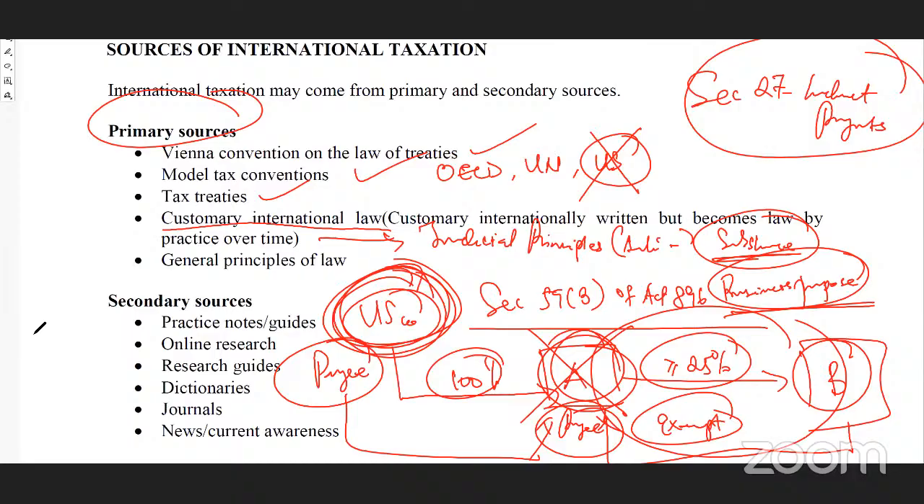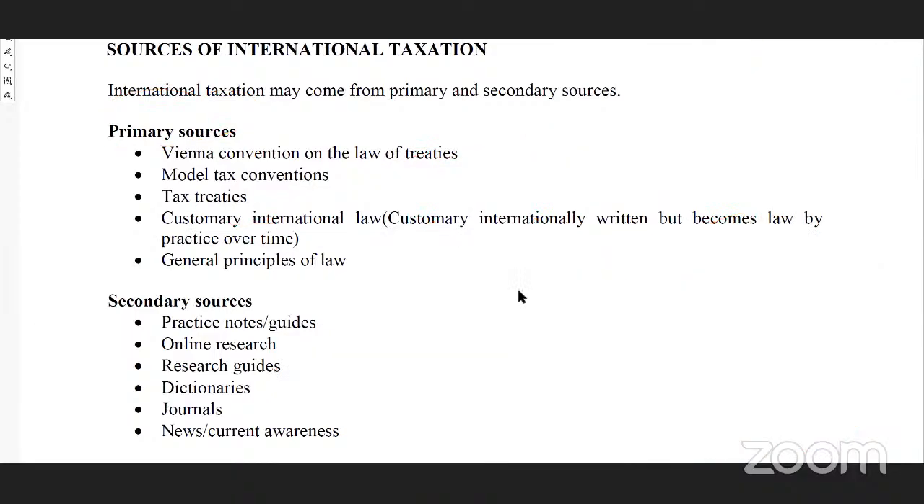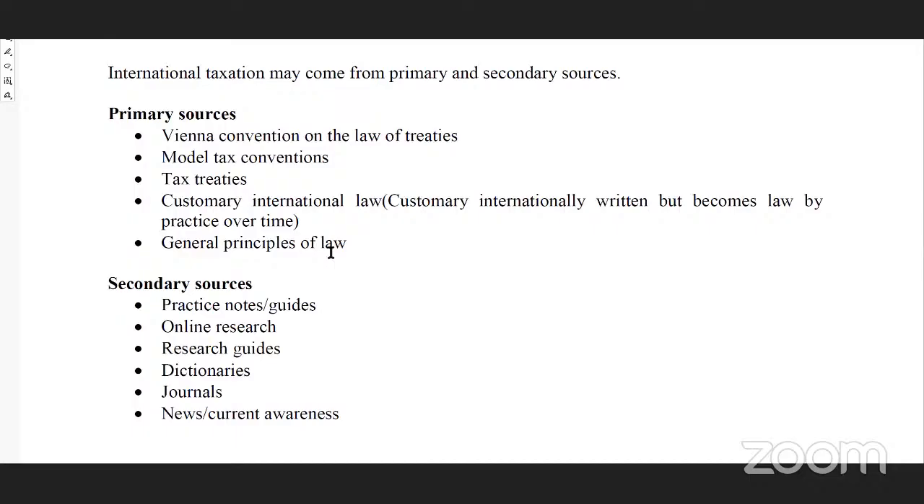Okay, so another principle is general principles of law. The rules of law still apply in international taxation. Then the secondary sources of international tax are just the ones which are gotten from the primary sources. So textbooks, like my textbooks, practice notes and guides, online research, tax document rulings, dictionaries, journals, news, online blog posts, videos, all these things are secondary sources. Okay, so when we talk about the sources of international tax, these are the concepts that you need to understand.